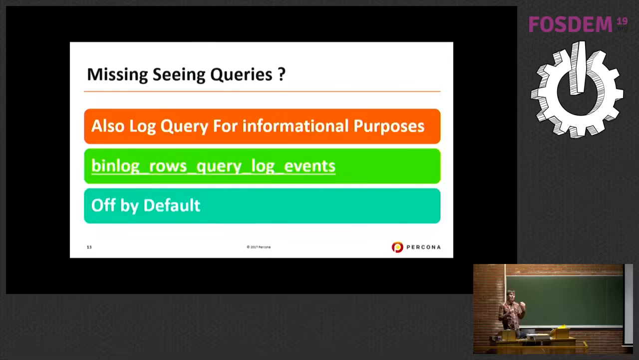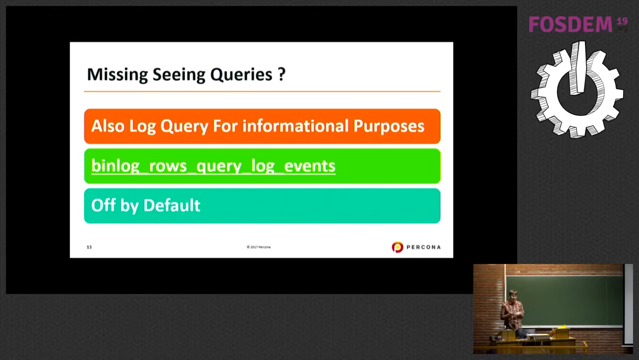Now, if you use row replication, you can say, well, my replication got broken, and all I get is this kind of strange error, and I don't know what query caused it, so I don't know what application it corresponds to, and so forth. Then you can also log the query for informational purposes with the binlog row query log events, which is quite a helpful feature for troubleshooting.